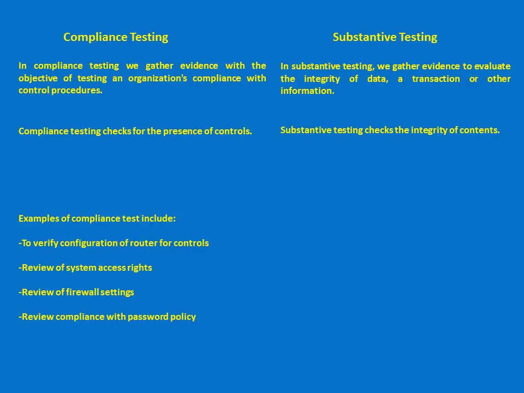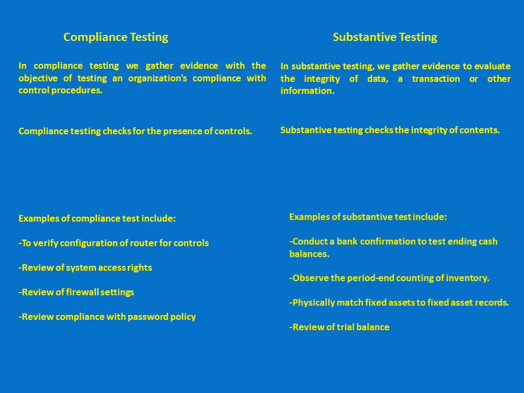So these are the examples of compliance testing. We verify router whether it's properly configured. We verify system access right, whether proper controls are there. We review firewall settings. We review compliance with password policy. So these all are compliance testing. On the other hand, when we do any testing which is related to trial balance or balance sheet or profit and loss account or some inventory valuation or physical fixed asset match record, these all are the examples of substantive testing. Here basically we review the integrity of particular transaction or particular information.